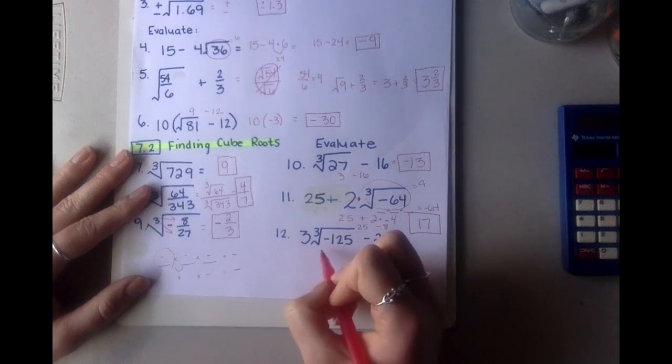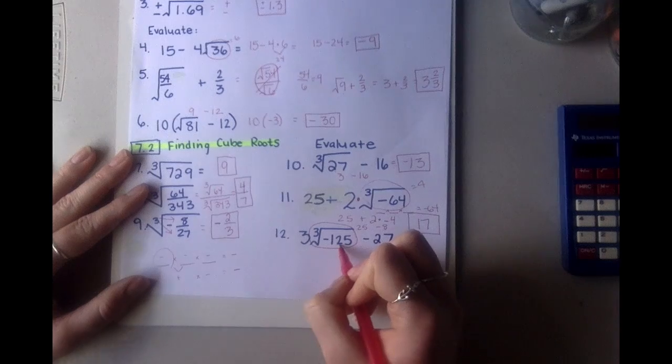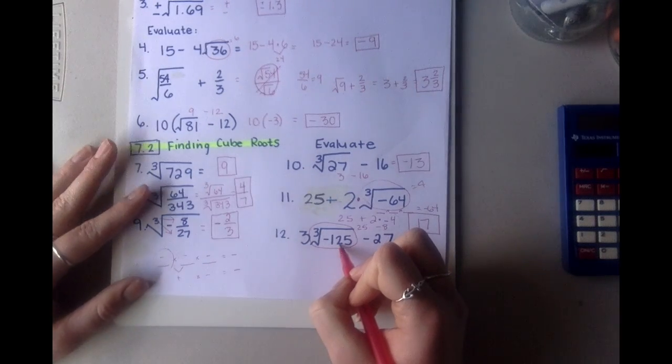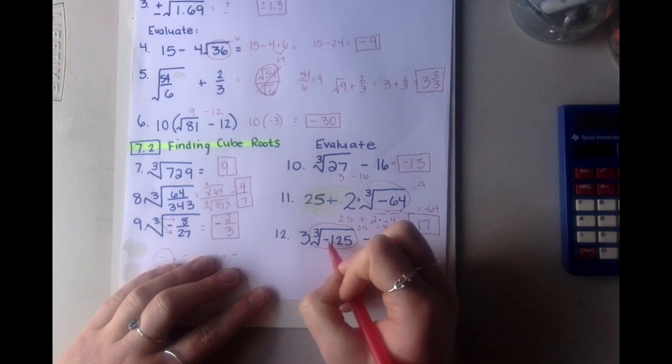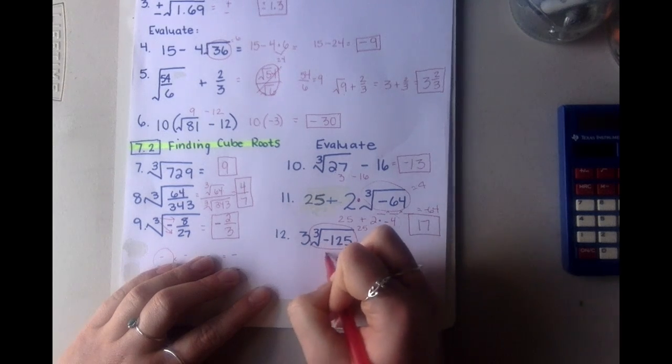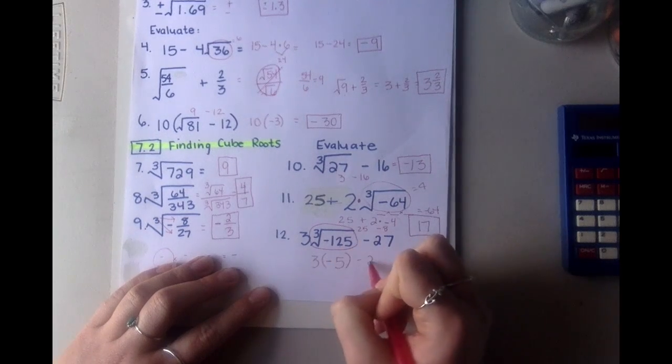Number 12. First, let's simplify and say, what is the cube root of a negative 125? Well, I know that that's 5, and a negative times a negative times a negative will equal a negative. So this right here simplifies into negative 5. I bring down the rest of what I have.